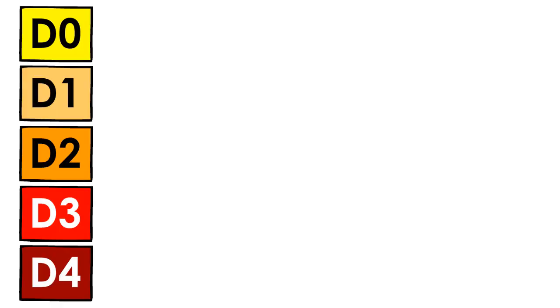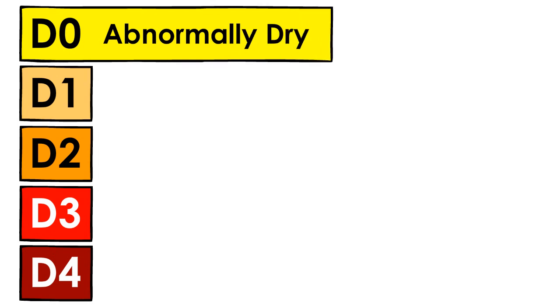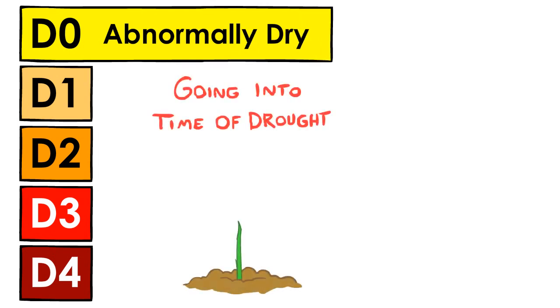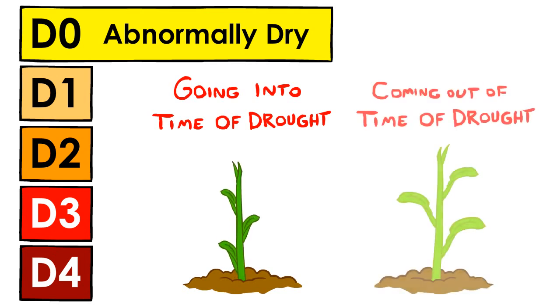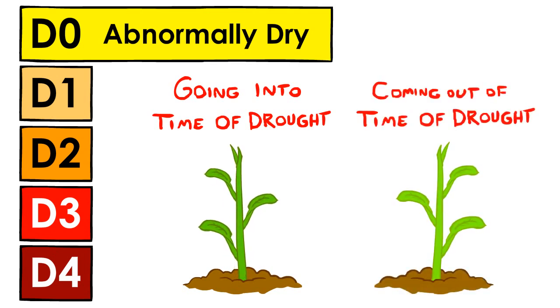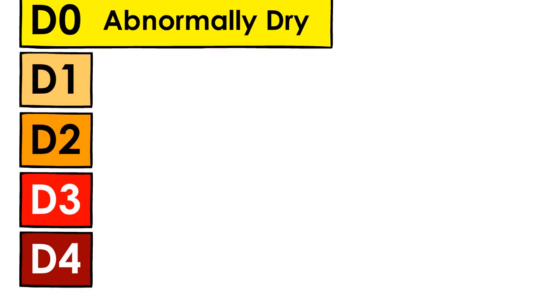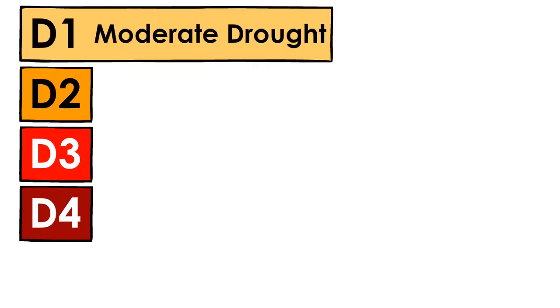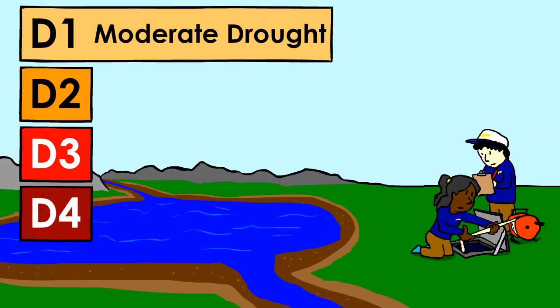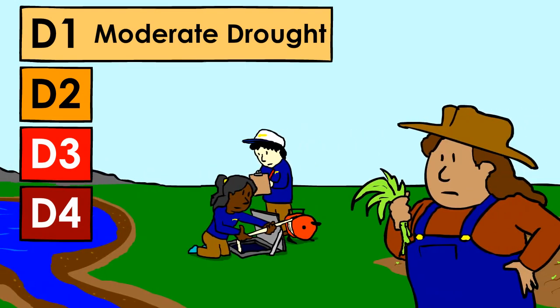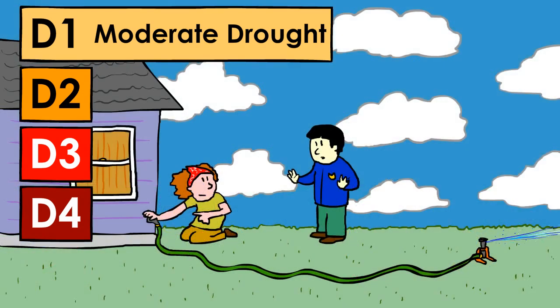Briefly, let's look at the different classes and what they mean. D0 indicates abnormally dry conditions. You might expect to see the slowing of plant growth if you were heading into a time of drought, or fields not quite recovered if you were coming out of more extreme conditions. D1 would indicate moderate drought conditions. You may notice lower stream, lake, and well levels and perhaps some damage to crops. There may be requests to curb water usage from local authorities.